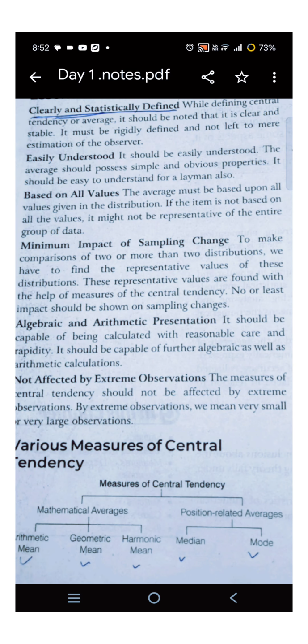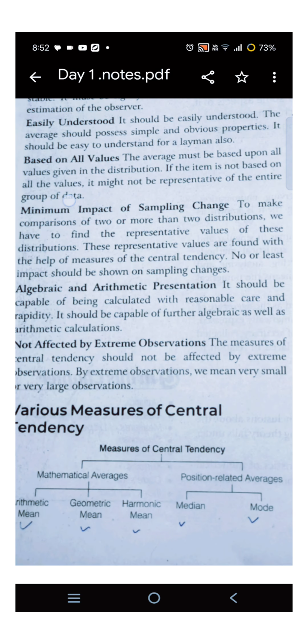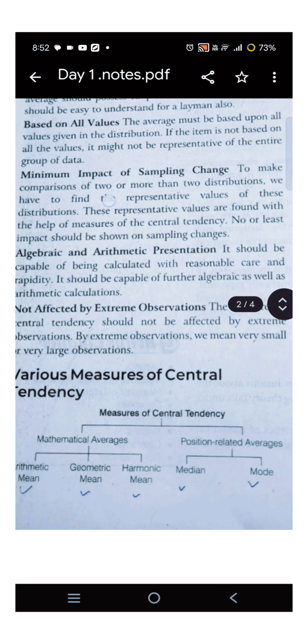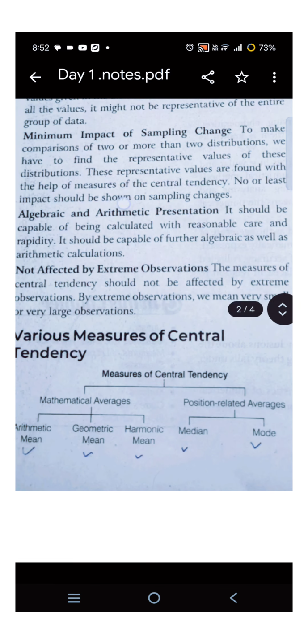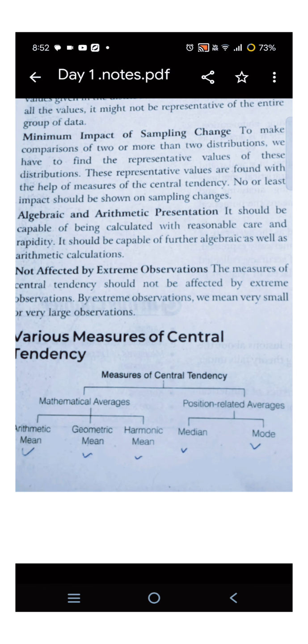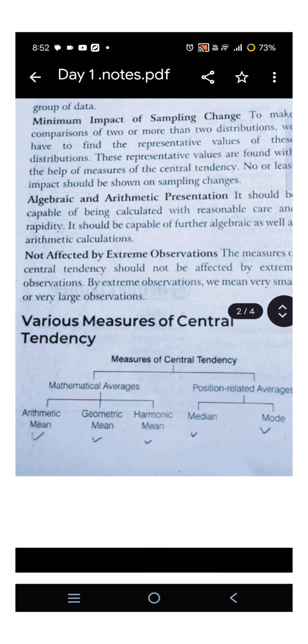To make a comparison of two or more distributions, we have to find the representative values of these distributions. These representative values are found with the help of measures of central tendency. No or least impact should be shown on sampling changes. Another point, algebraic and arithmetic representation. It should be capable of being calculated with reasonable care and rapidity. It should be capable of further algebraic as well as arithmetic calculation. Not affected by extreme observations. Measures of central tendency should not be affected by extreme observations. By extreme observation, we mean a very small or very large observation.